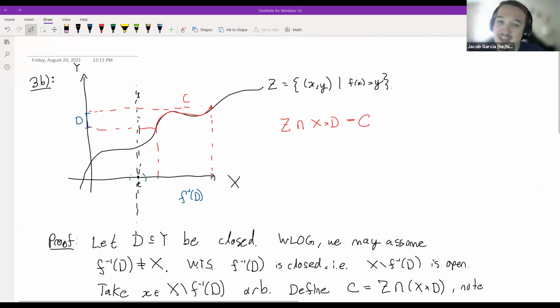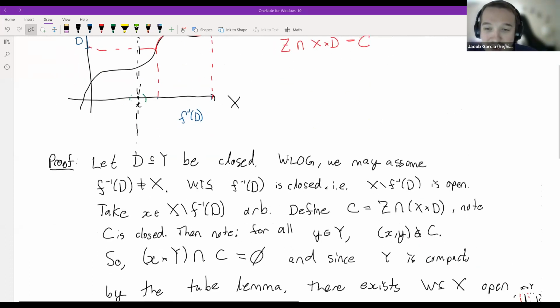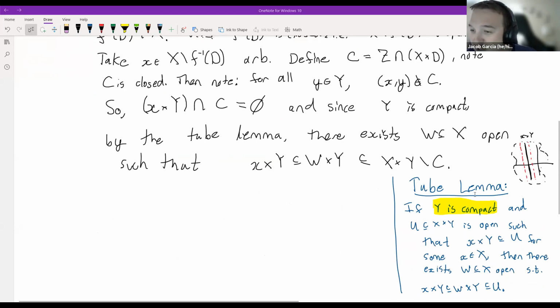So everything that I've said so far, I just drew this nice picture where I drew the picture for what's going on, and then I'm going through the proof, and then I talked about the tube lemma, and now you're caught up. Okay, cool.